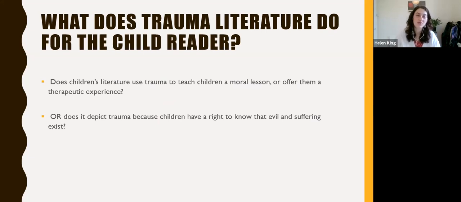So arguably, the stories that I've just described differ from the kind of Holocaust fiction that Kurtzer is talking about, because in stories like The Secret Garden, in fairy tales, the trauma is either resolved or it exists within the narrative to teach the reader some sort of moral lesson or to serve some sort of therapeutic purpose. So there's a key difference that I want to highlight between literature that uses trauma to teach children a moral lesson or to offer them a therapeutic experience, and literature that depicts trauma because children have a right to know, because they need to know that evil exists in the world.